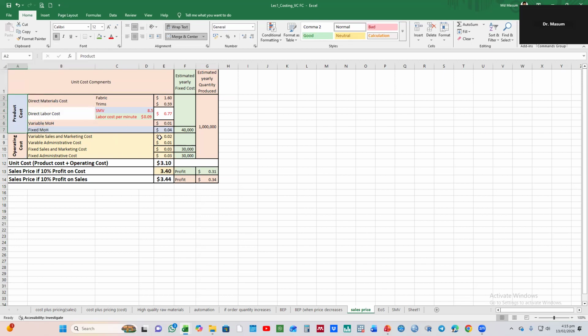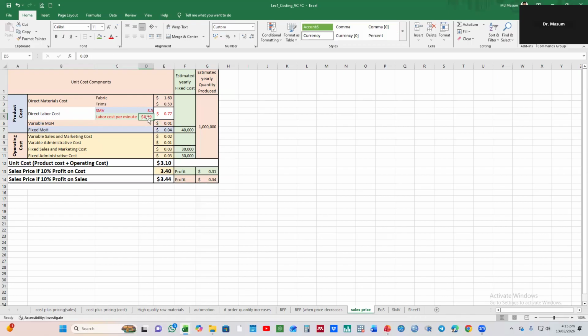So when we set the price of a product, we calculate the direct materials cost. Fabric and trims are direct materials. Then, what is the direct labor cost? Direct labor cost depends on SMV, standard minute value. What is the standard minute value of the product? And you must know the per minute labor cost at your factory.